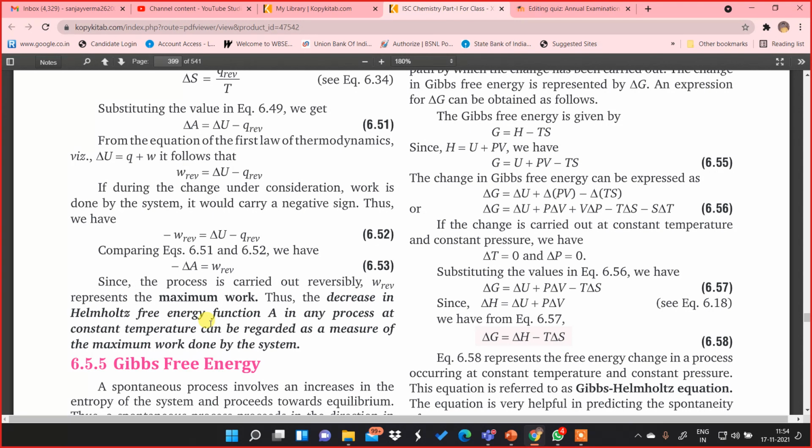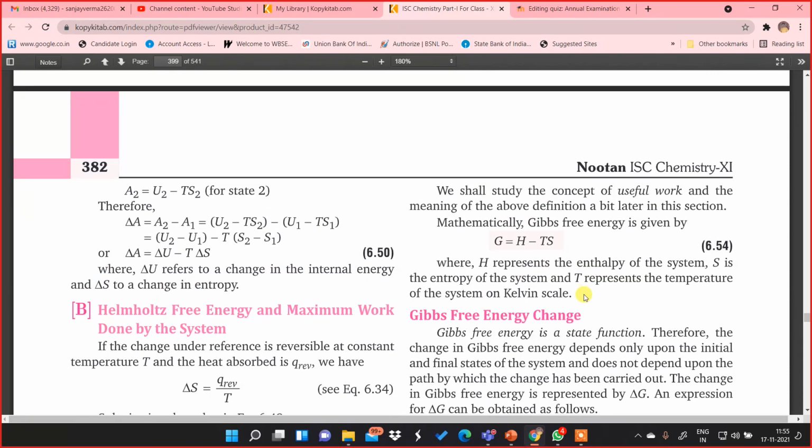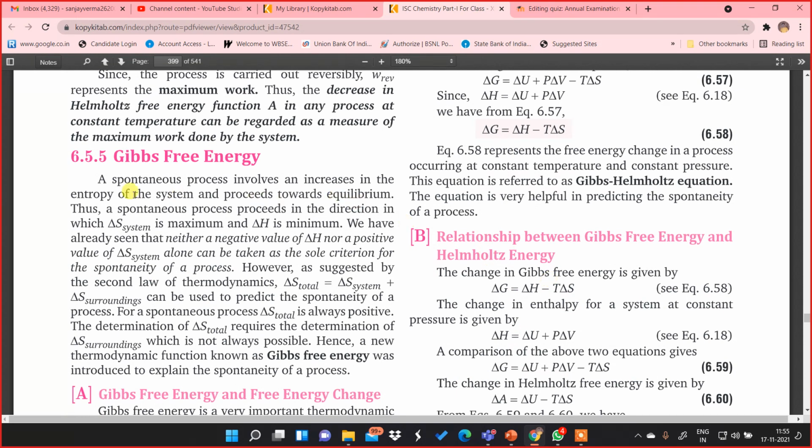So if there is a decrease in the Helmholtz free energy function A in any process at constant temperature, it can be regarded as a measure of the maximum work done by the system. So that means there should be a decrease in the free energy, then only there will be maximum work that will be done by the system. So on this basis we come to a very, very important concept which is called Gibbs free energy.